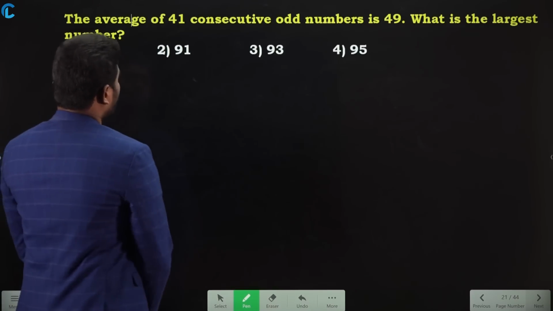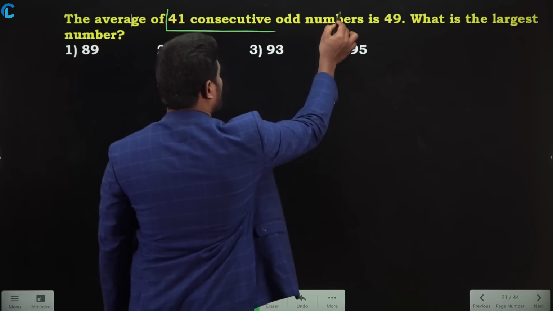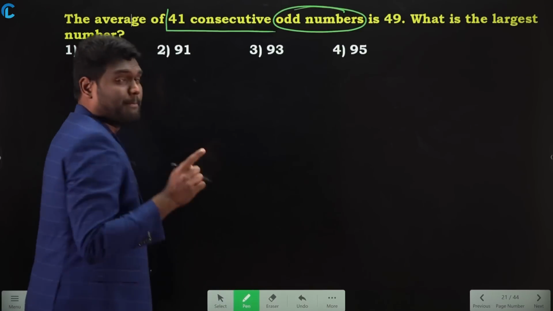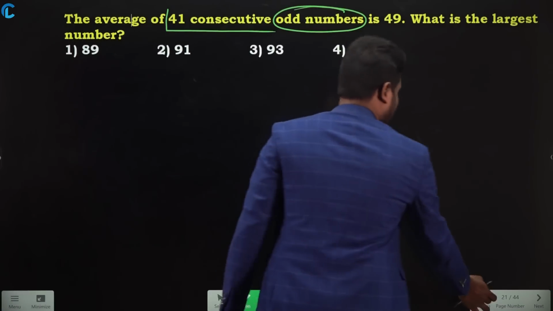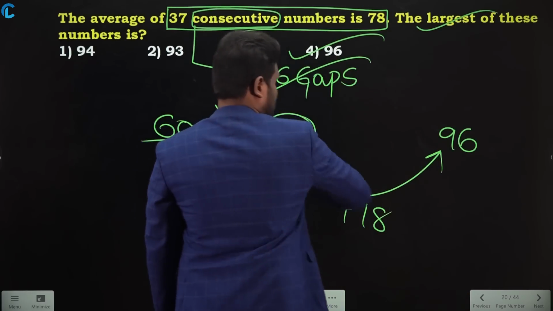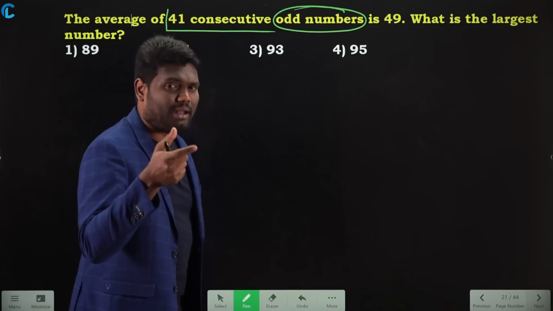The average of 41 consecutive odd numbers. Look here. Now this question is odd numbers. This is very important. Okay? Previous questions are like just consecutive numbers. Look here. These are like consecutive numbers only. Previous questions. But now it is odd number. You know like consecutive numbers and odd number difference?